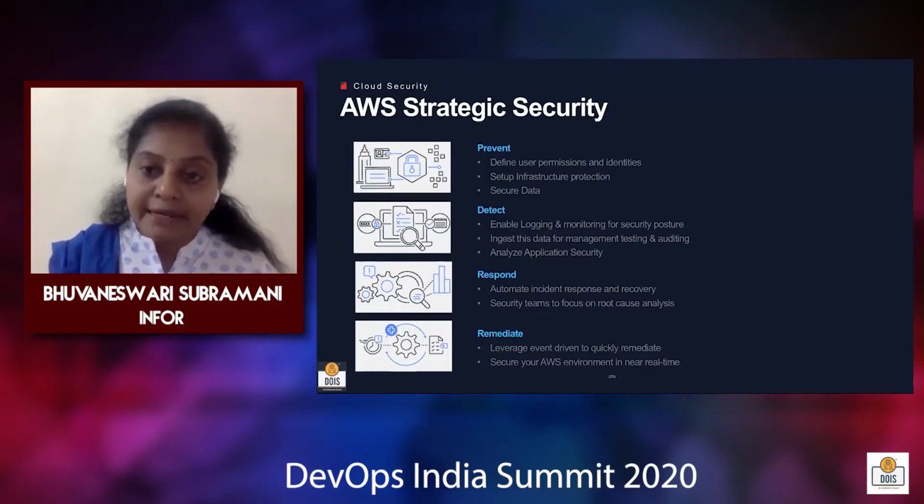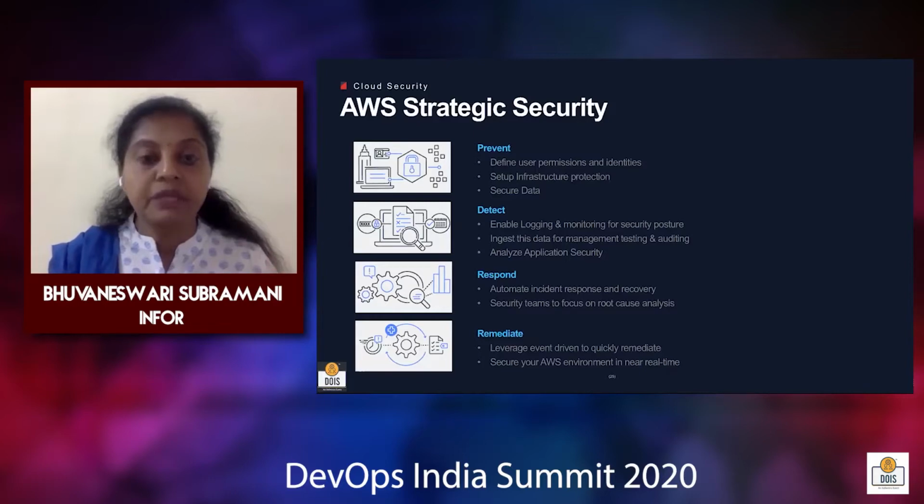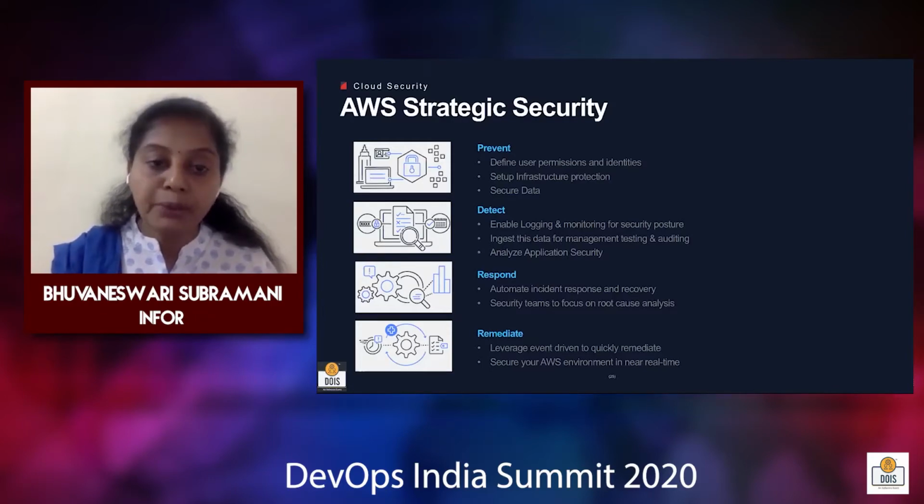What is AWS strategic security? The intention is first to prevent. If you can't prevent, if the issue happened, we have to detect and then respond to that incident. And the next step is to remediate. So what will you do to prevent?